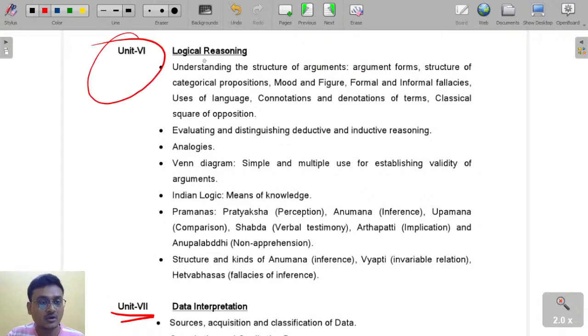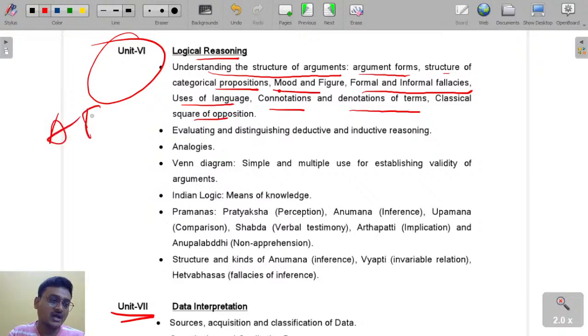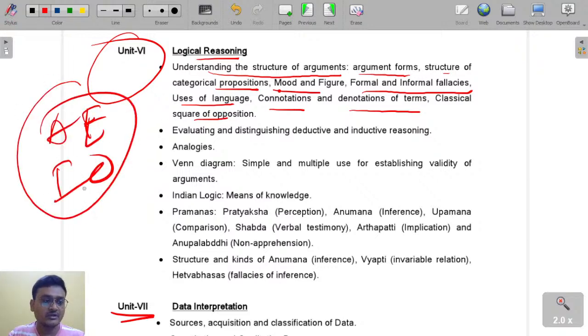In Unit 6 there is logical reasoning. What is logical reasoning? That is understanding the structure of arguments: arguments, structure of categorical proposition, that is mood and figure, formal and informal fallacies, usage of language, connotations, denotations of terms, classical square of opposition, that is A, E, I, O: universal positive, universal negative. So that is the classical square of opposition, mood and figure.